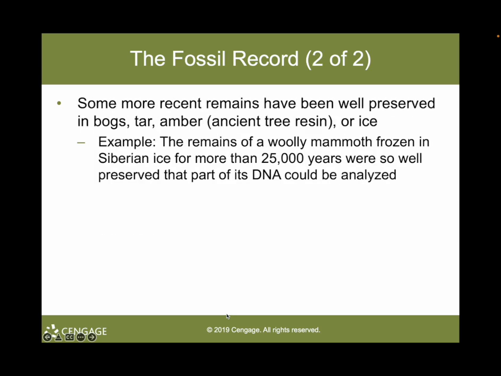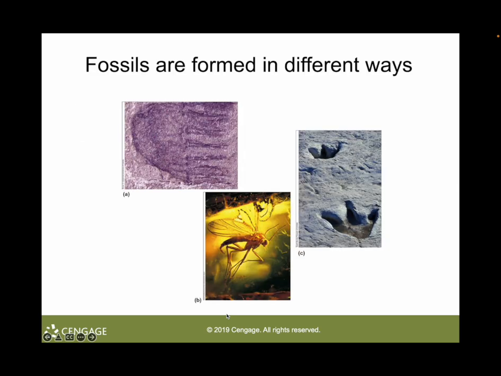So by way of the fossil record, the more recent remains have been well preserved in bogs, or in tar, or the ancient tree resin called amber, or even in ice. For example, the remains of a woolly mammoth frozen in Siberian ice for more than 25,000 years were so well preserved that part of its DNA could be analyzed.